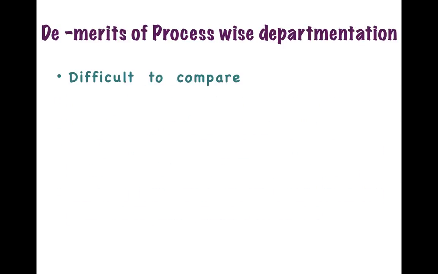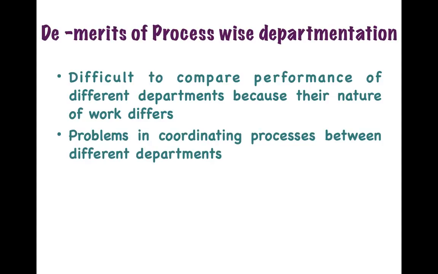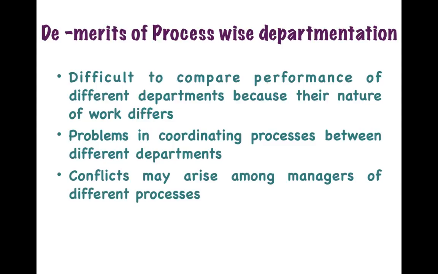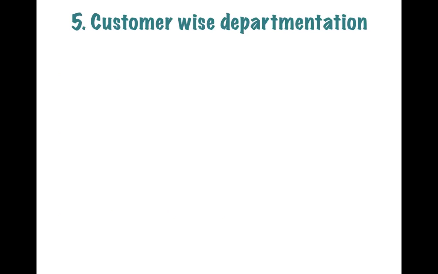What are its demerits? It is difficult to compare performance of different departments because their nature of work differs. You cannot compare one performance, let's say the weaving department, you cannot compare their performance with the dyeing department. Then there is problem in coordinating processes between different departments. There may also be conflicts which may arise among the managers of different processes. And it is unsuitable where manufacturing activity does not involve distinct processes.